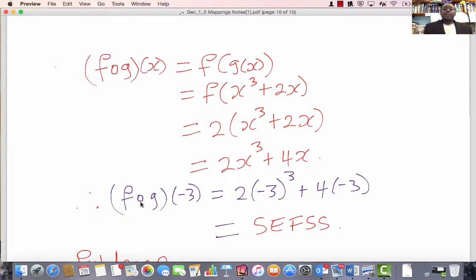Therefore, F composed with G of negative 3, your negative 3 is your X. That equals 2 into negative 3 cubed plus 4 into negative 3, and your final answer is left as a simple exercise for serious students.